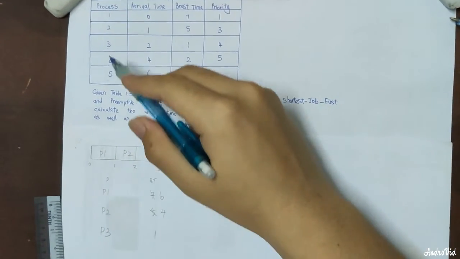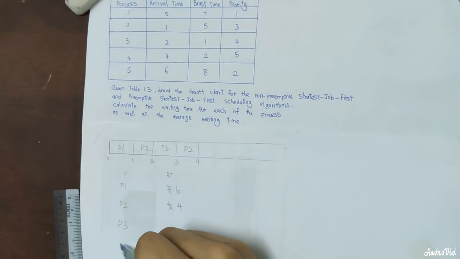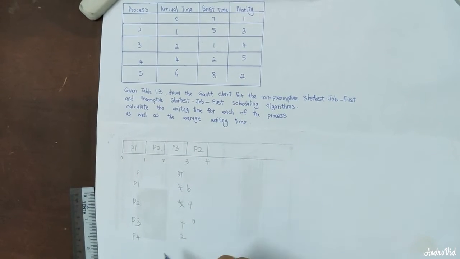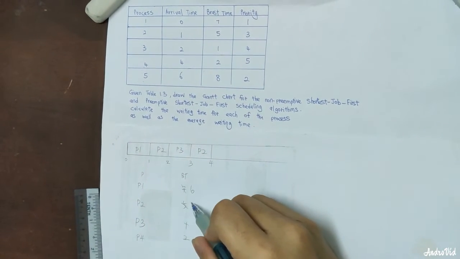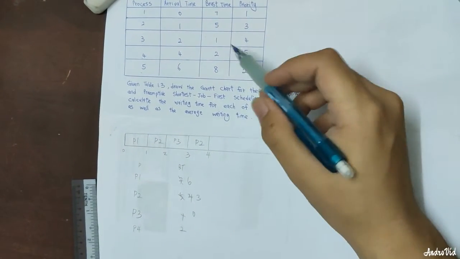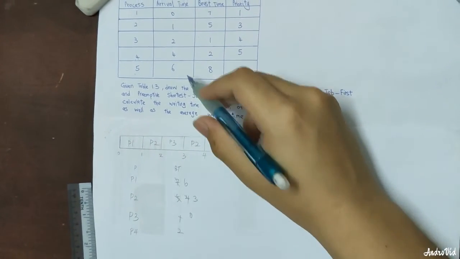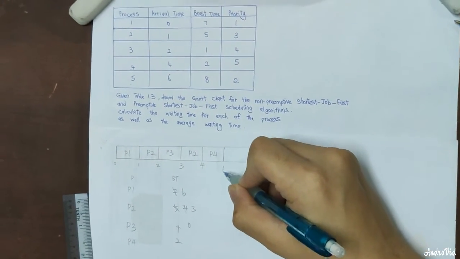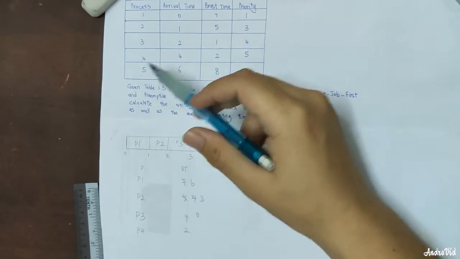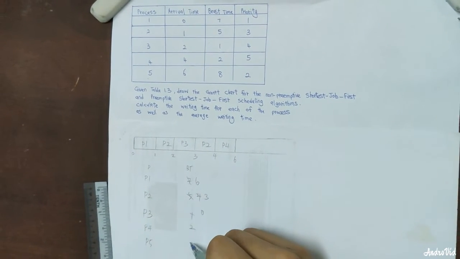At millisecond 4, process 4 arrives, so we need to compare again. Its burst time is 2, and this is the shortest burst time of these 3 processes, so we run P4. Until 6 is the arrival time of process 5. So this time P5 arrives, and its burst time is 8.